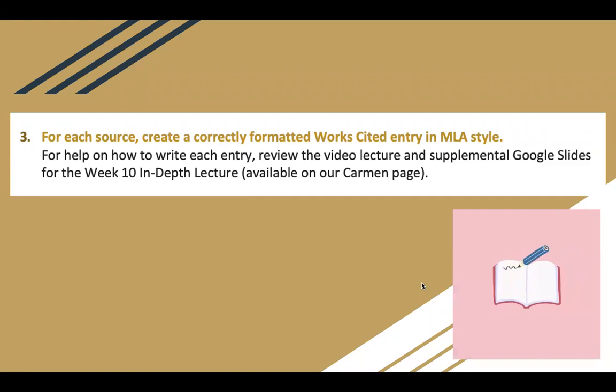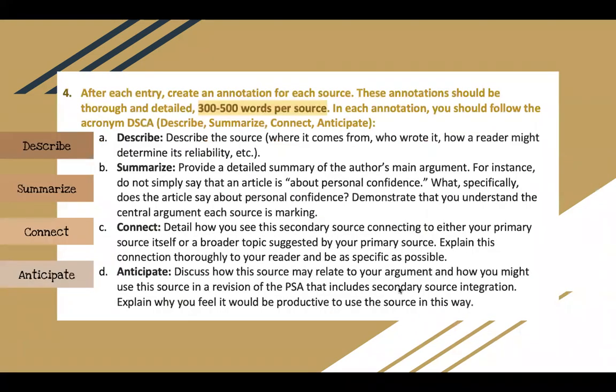Now, for each source, create a correctly formatted works cited entry in MLA style. For help on how to write each entry, review the video lecture and supplemental Google Slides for the Week 10 in-depth lecture, which is available on our Carmen page. After each entry, create an annotation for each source. These annotations should be thorough and detailed, 300 to 500 words per source.